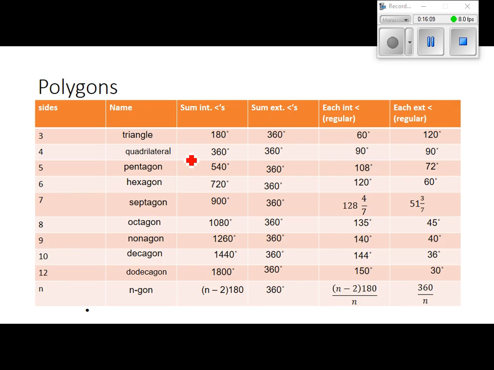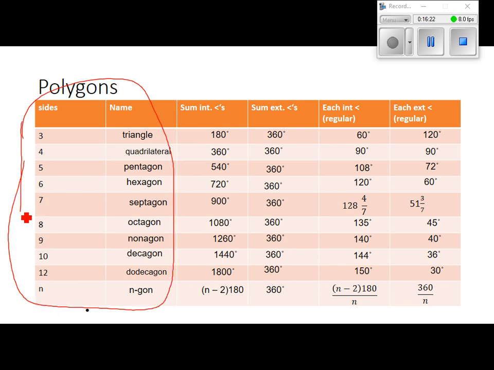Here's a chart that could help you. We did this part of the chart earlier this year, where we did the names and the number of sides. Remember, 3-sided is a triangle, 4-sided is a quadrilateral, 5-sided is a pentagon, 6-sided is a hexagon, 7-sided is a septagon or heptagon, either one of those names. I only put one of them on here this time. 8-sided is an octagon, 9-sided is a nonagon, 10-sided is a decagon, 12-sided is a dodecagon.